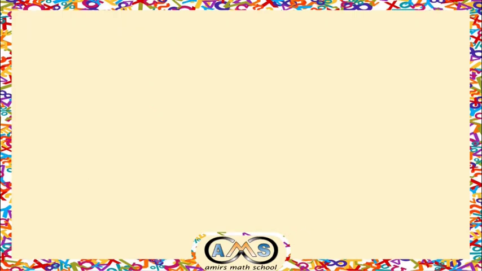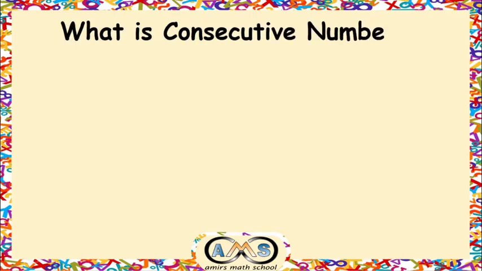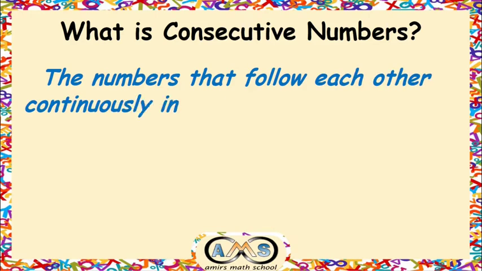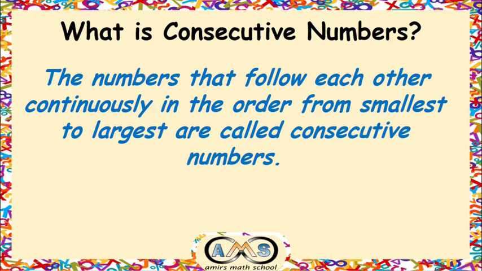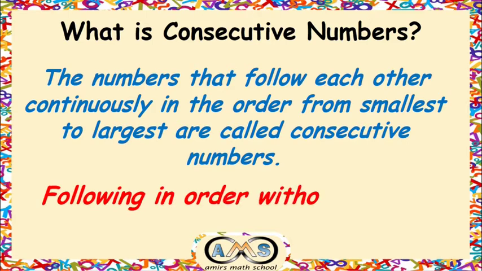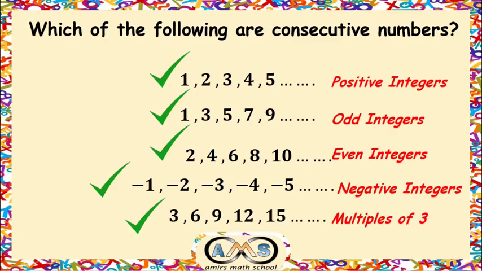Now let's start the discussion about consecutive numbers, that is, what are consecutive numbers? The numbers that follow each other continuously in the order from smallest to largest are called consecutive numbers. That is, in brief, following in order without jumping numbers are consecutive numbers. We already discussed many types of consecutive numbers, that is, consecutive positive integers, consecutive odd integers, consecutive even integers, consecutive negative integers, and consecutive multiples of 3.